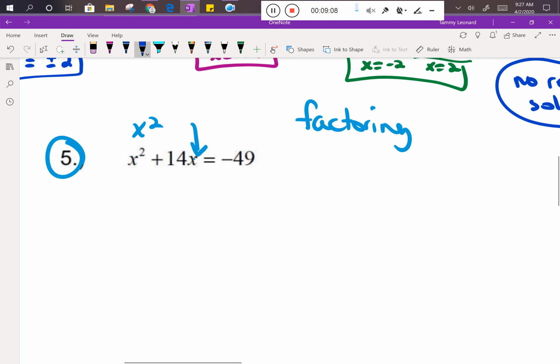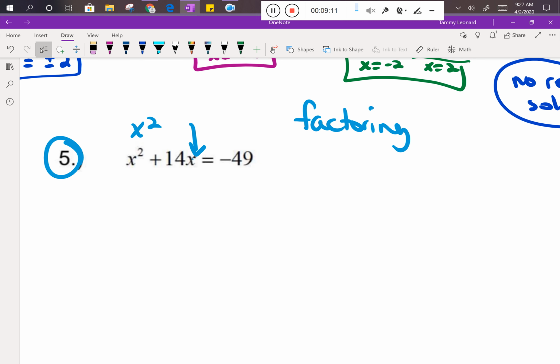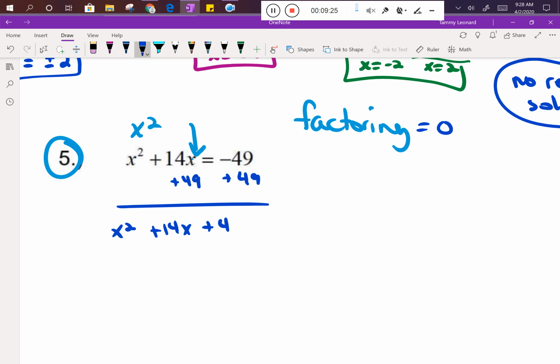All right, one last problem to do together because we said we were going to do this one by factoring. So remember, if we're going to solve by factoring, the equation must be set equal to 0. So we're going to start by adding that 49 to both sides. So we have x squared plus 14x plus 49 equals 0. And now we need to split the middle term. So we need 2 numbers that multiply to make 49 and add to make 14. And the first thing that comes to mind is 7 and 7 because not much multiplies to make 49. Luckily, 7 plus 7 equals 14.